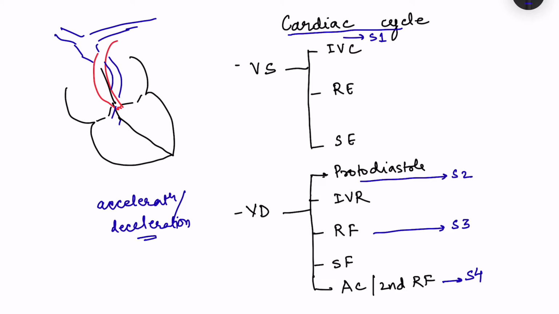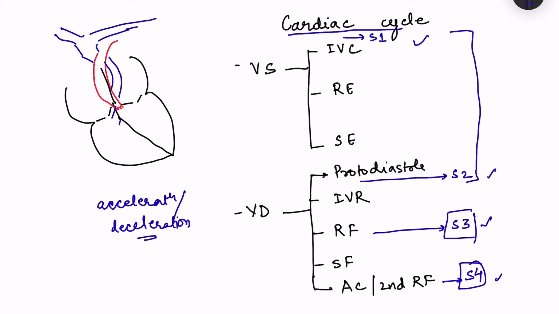We have four types of heart sound which are named as S1, S2, S3 and S4. S1 and S2 are the main heart sounds which are heard physiologically. S3 can be heard sometimes physiologically, but if S4 is heard, it is always pathological.